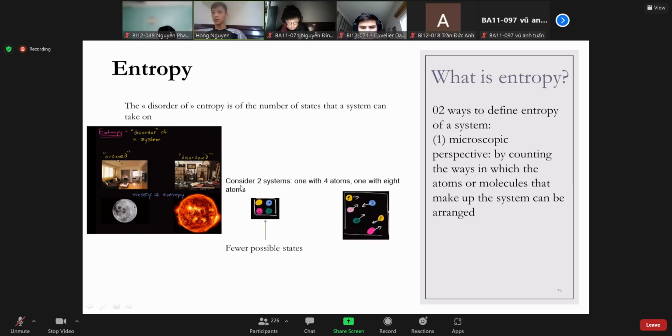But even without this, we know for sure that a system having more atoms, having 8 atoms, will have more possible states, right? Because it has more atoms, one atom will have more positions to change in this system, right? And because it has more atoms, it will have more states. Do you agree with me? Yeah, so we say that this system will have more entropy.